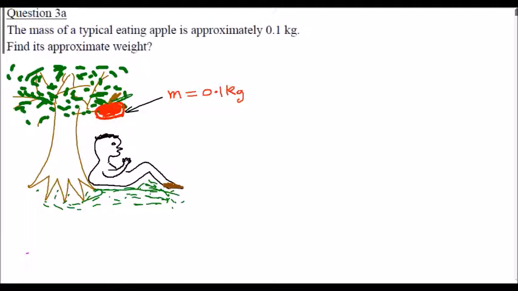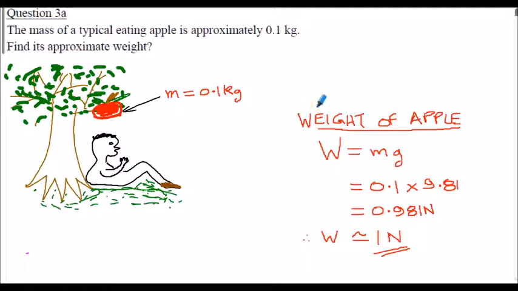Question 3. A typical eating apple is approximately of mass 0.1 kilograms. We've got to find the approximate weight. So to calculate the weight of the apple, we know weight force is equal to mass times gravitational acceleration. In this case, the mass is 0.1 kilograms. So it evaluates to a weight of approximately 1 newton.